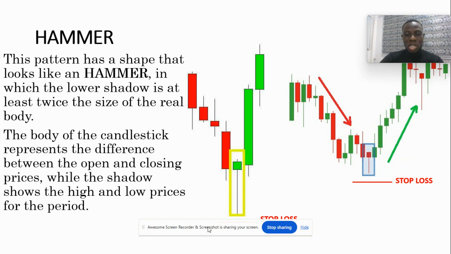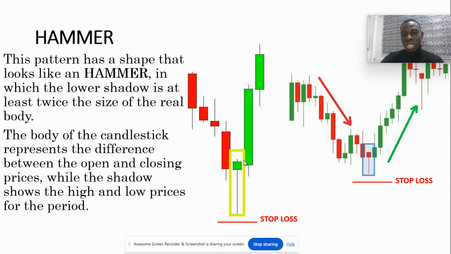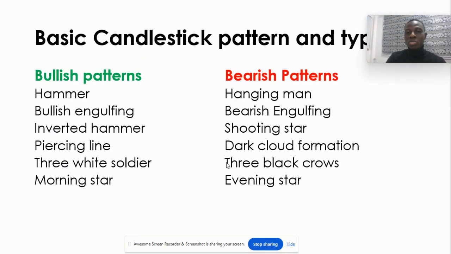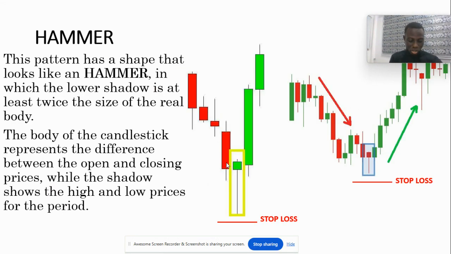All right, so now talking about the hammer I have here on my screen. Can you see this example? I said the pattern has a shape that looks like a hammer in which the lower shadow is at least twice the size of the real body. Some of us may have missed the normal formation of the candle, so please check my previous video so that you can know about the formation of the candle. This is the real body, and this is the shadow. Can you see? Which means that I should be able to capture at least twice the head of the hammer on the shadow.